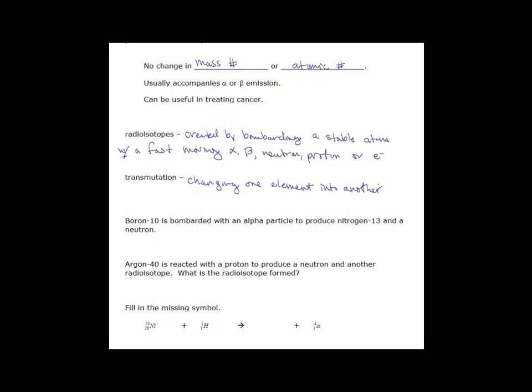So in order to make radioisotopes, a stable atom has to be bombarded with a fast-moving alpha particle, beta particle, proton, neutron, electron, you name it. It has to be very fast-moving. And bombarded is just kind of smashing into another atom. So there are particle accelerators that need to be used in order to make these radioisotopes. And these particle accelerators can be miles long, so it gives you an idea of how long this accelerator must be to get this particle going fast enough to bombard into this stable atom to make a new radioisotope. So it's pretty cool.